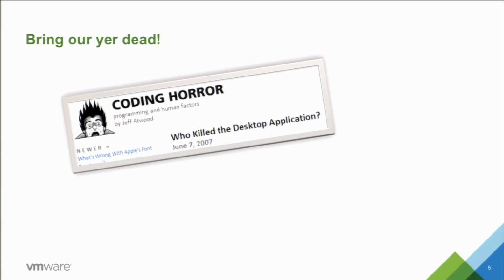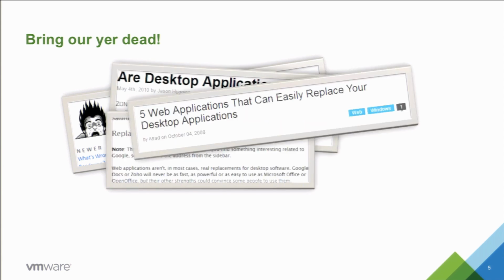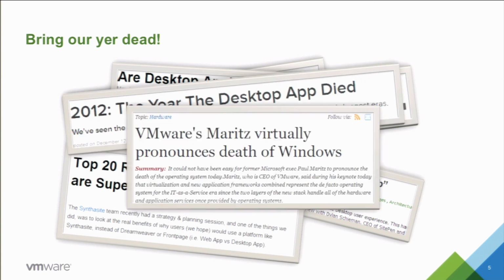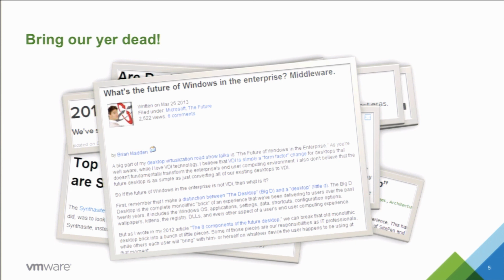So way back to 2007, there was this article by Jeff Atwood that said, "Who killed the desktop app?" And this is years ago that this momentum started, that the desktop apps were going to go away and be replaced with web applications. And so desktop applications are dying, 5 web apps that replace your desktop's apps, don't bet against the open web. VMware's Paul Maritz, when he was leading VMware, put an article out that basically said Windows is dead. Brian Madden put an interesting article out that said the future of Windows in the enterprise is middleware. And this was in 2013.